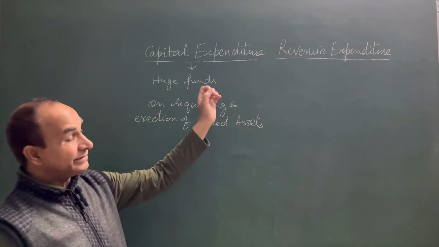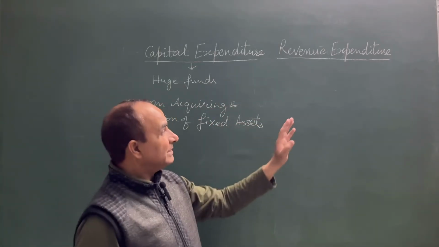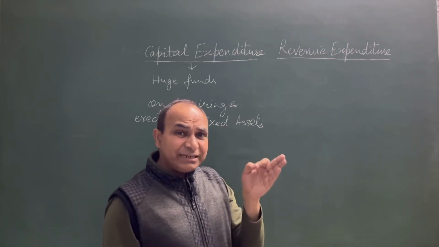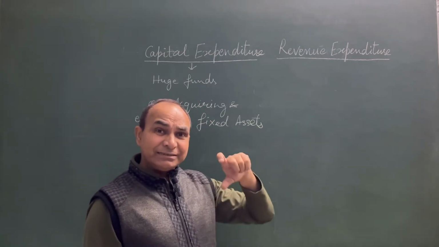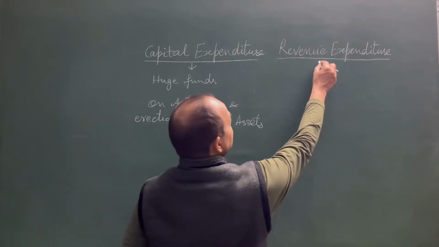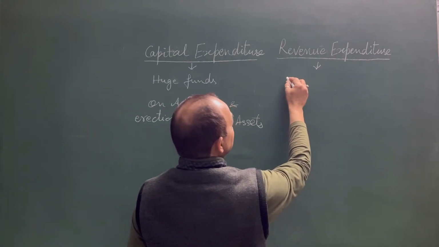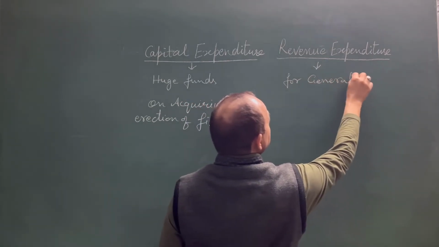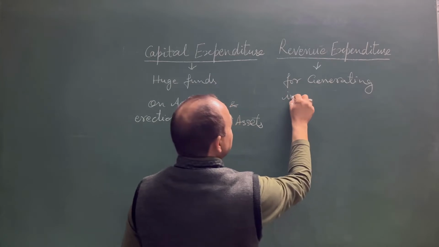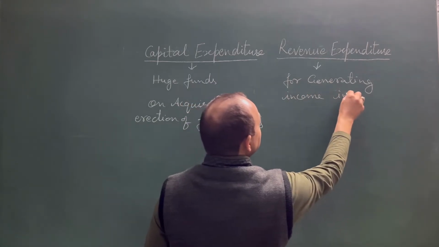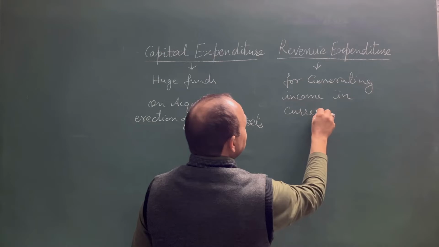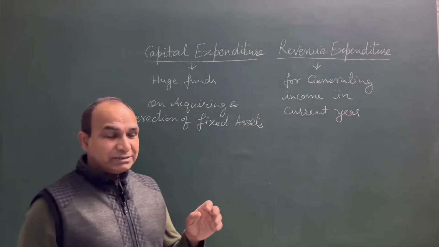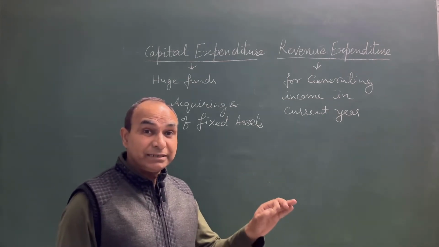On the other hand, revenue expenditure. It means the expenditure, the cost incurred on generating revenue in the same accounting period. It means these expenses are incurred for generating income in the current accounting period. In current year, you can say in simple language. It means the period in which these are spent, they generate income in the same period.